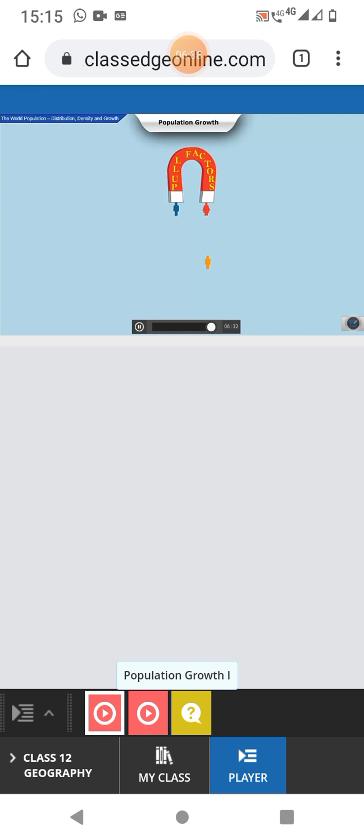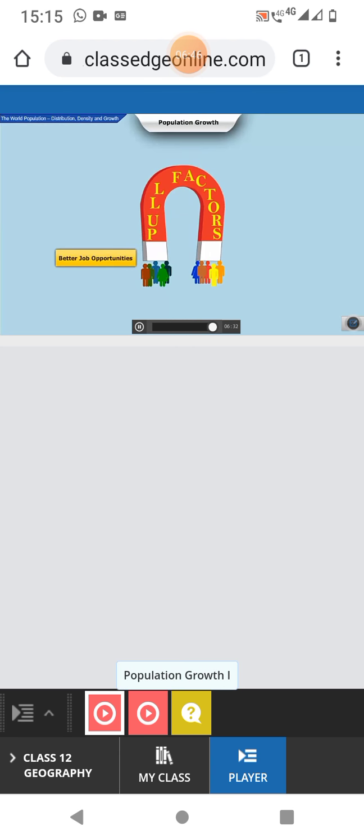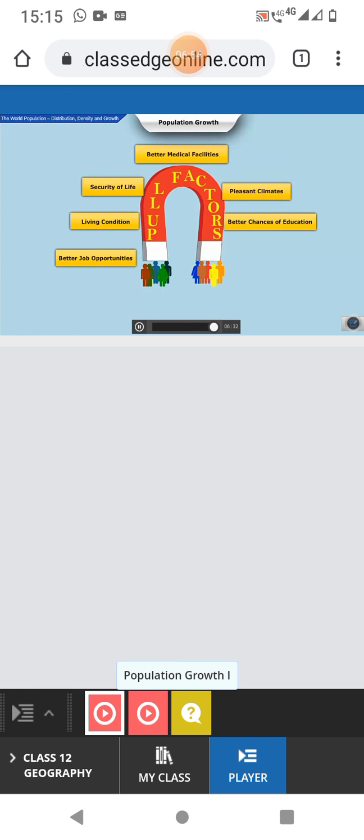Pull factors are those which make the place of destination more attractive than the place of origin for reasons like better job opportunities and living conditions, security of life, better medical facilities, pleasant climate, better chances of education, religious freedom, and better socio-economic conditions.